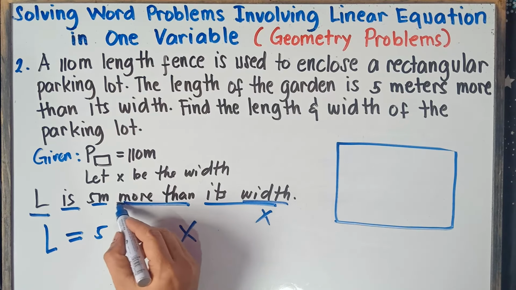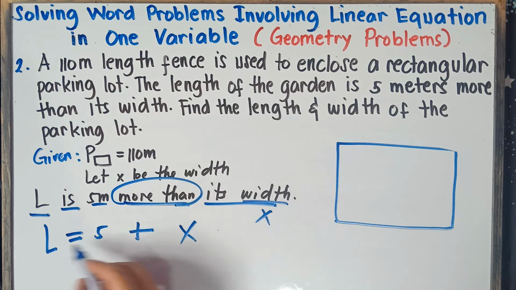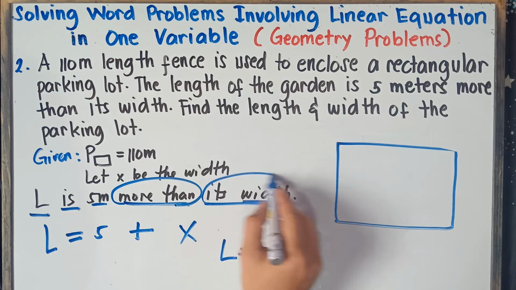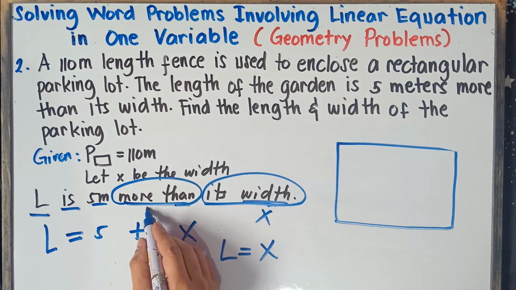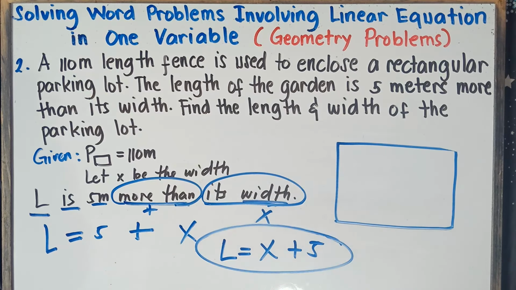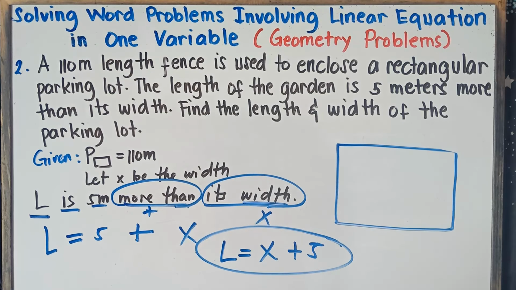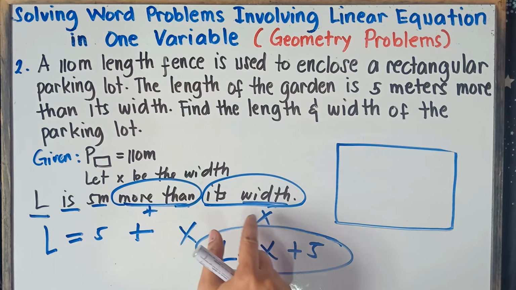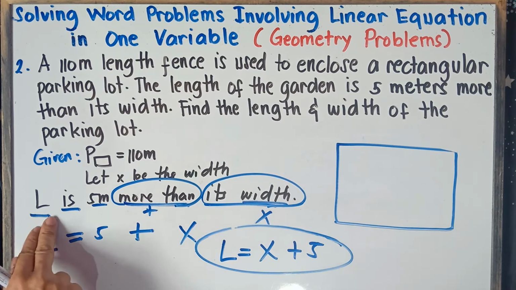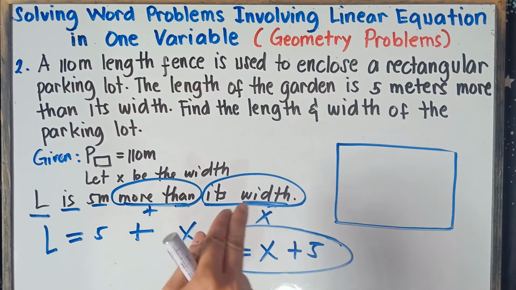Now, if you have this word more than, you should do it in reverse. So therefore, length is equal to its width comes first, x comes first, plus sign, more than, that would be plus sign, and then 5. It should be L, where the length is equal to x plus 5. Once again, class, for you not to be confused, we let x be the width because we don't have any idea for the width, but we know that the length is 5 meters more than its width.